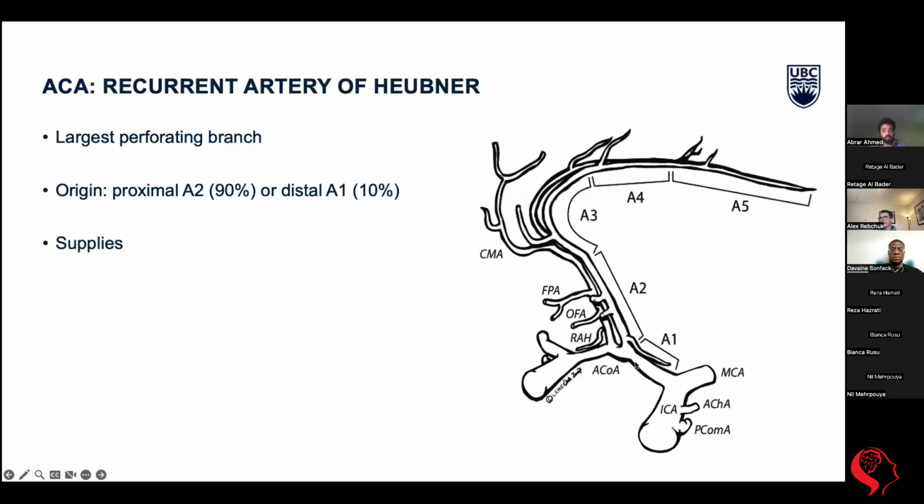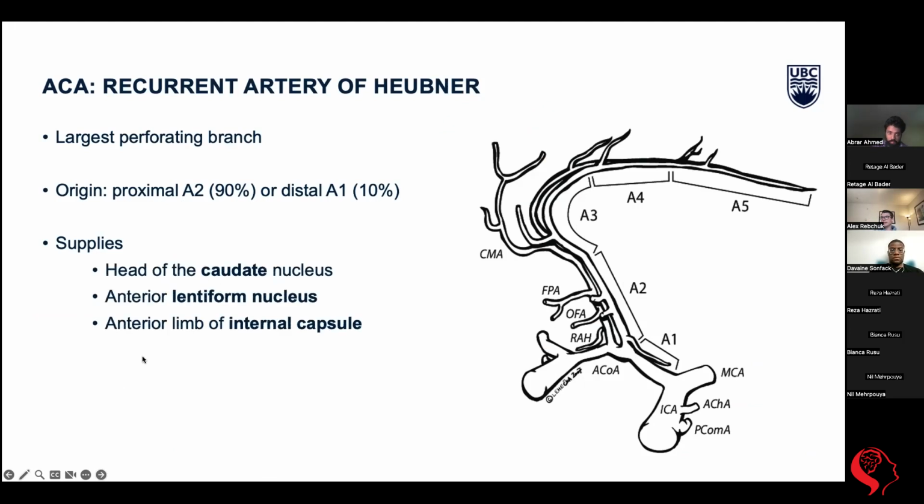Here's the schematic again. So this A1, A2, you can see how it wraps around. So A3, A4, A5 segments. The big one to recognize here is the recurrent artery of Heubner. So that's the largest perforating branch. It comes off from the junction of A1 and A2. And I'll just tell you what it supplies: it supplies the head of the caudate, the anterior lentiform nucleus, and then the internal capsule. So it would be a debilitating infarct.